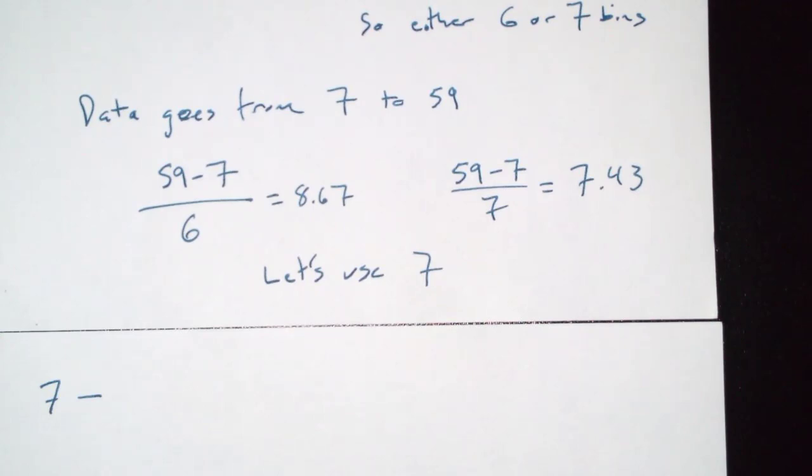I want this bin to hold 7 numbers. 7, 8, 9, 10, 11, 12, 13. You would say, well, I should add 7. That should be 14. 14 is the start of the next bin. So I want to go up by 7. But that means this one needs to end the number before.